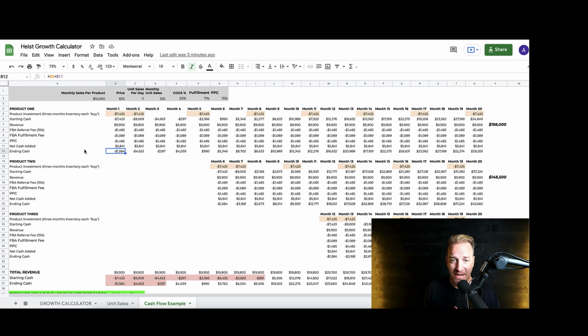So you're only ending with negative $1,500 cash. You now have to go out again and order more product, so your net starting point after month 2 is negative $9,000. Then you start humming along through here and you're still negative, but in month 4 is where you basically have net positive cash flow.